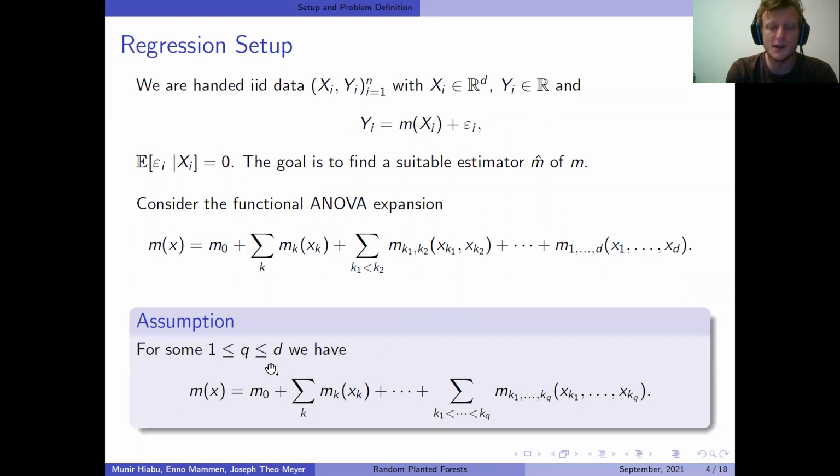Meaning, for example, if q is 1, we assume an additive model, so that all components are of the form m_k of x_k. The other extreme case, if q is d, there is no assumption on the regression function m. Additive models and models with higher interaction terms have been considered in the literature before. We'll not go into detail why these are important. And the other conditions are not as important. So we have some conditions like smoothness assumptions on m.